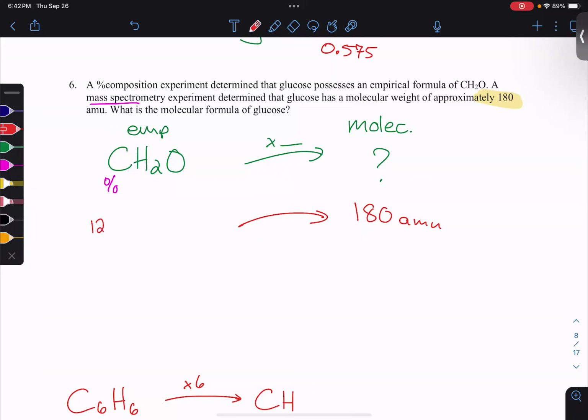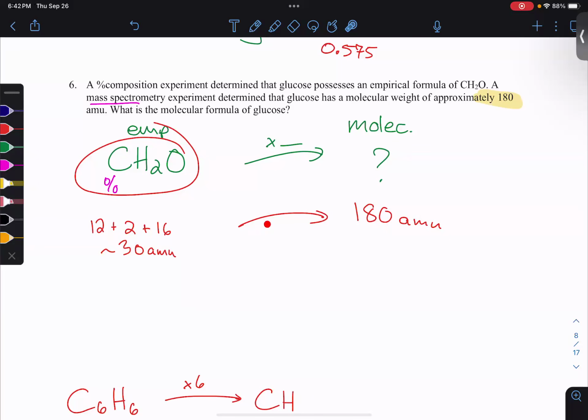I know carbon is 12 AMU. Hydrogen is about what? 1. So I'm going to add 2 because there's 2 hydrogens. And oxygen weighs how much? 16. So can I do that in my head? Is it 40? Is it 40? All right, so one empirical formula unit weighs 40 AMU. Do you see how I got that? I just calculated what is the molar mass of that? It's 40. Is it 40? It's 30, perfect. All right. Thank you. It's 30. All right, so one empirical formula unit weighs 30. The full molecule weighs 180.